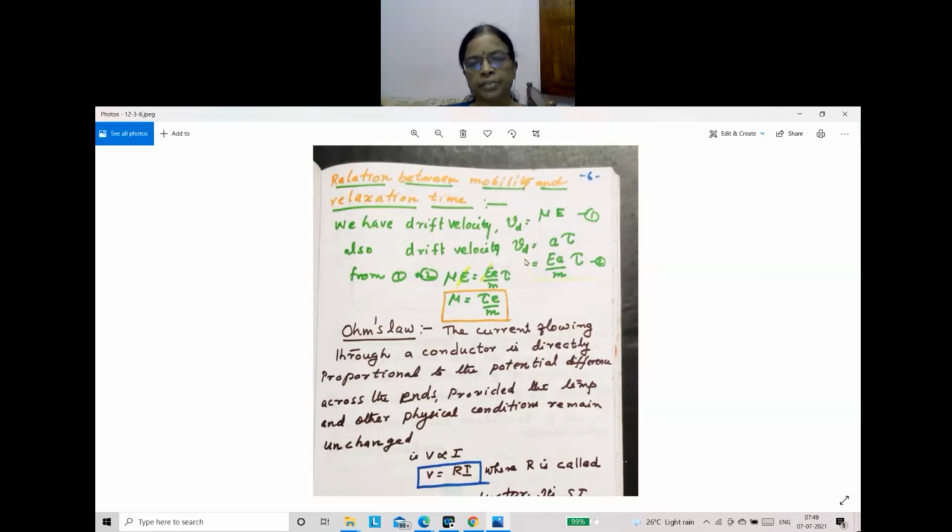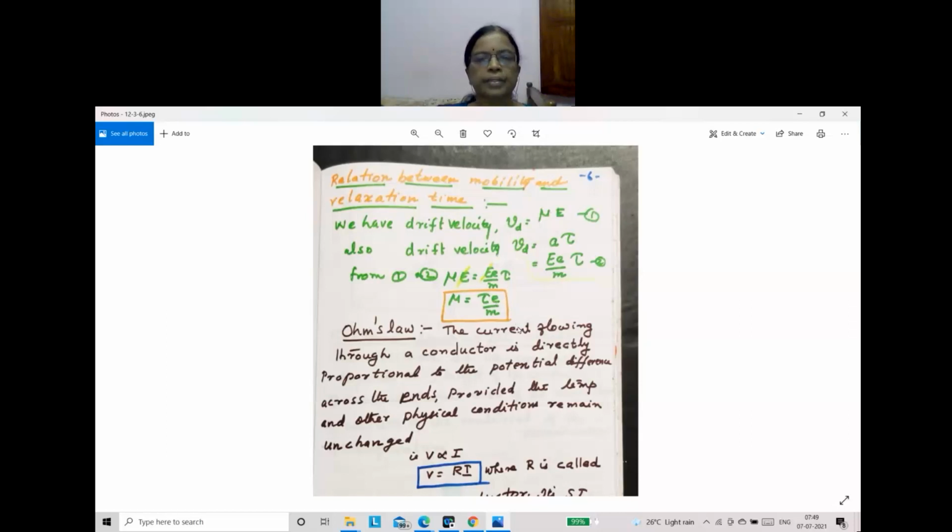Drift velocity is equal to U plus AT. U is 0, so it is A into tau, where tau is the relaxation time, the average time between two successive collisions. A is force by mass, and force is capital E into small e. So drift velocity is E e by m into relaxation time. So E and E get cancelled, and we get mobility equal to average relaxation time into charge of electron by its mass.